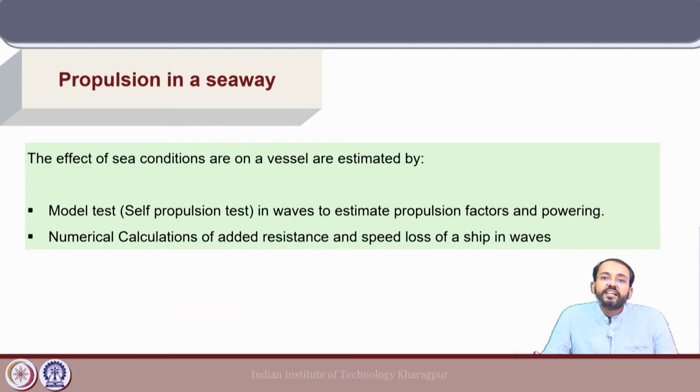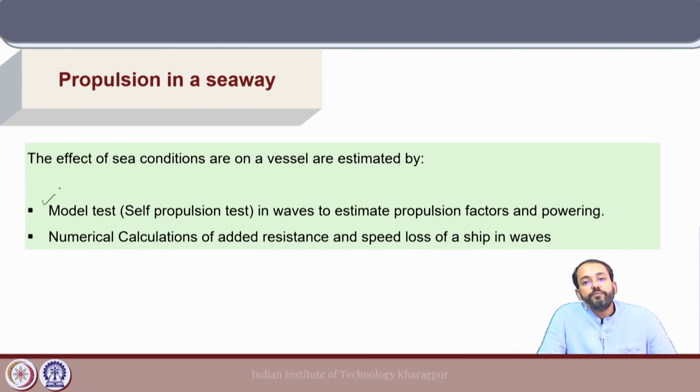So, the effect of sea conditions on a vessel can be estimated by model tests. We have seen model self propulsion tests as a part of this course. Now, in a towing tank, there is a possibility of generating waves using a wave maker fitted in the tank. The same self propulsion test can be done in different wave conditions, and the propulsion factors and powering can be estimated, just like the same procedure that has been followed in calm water.